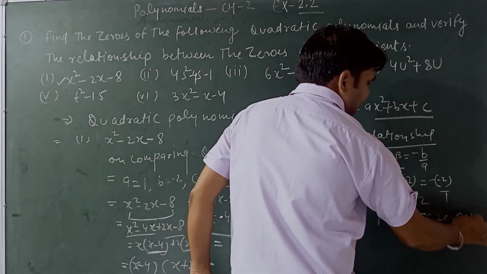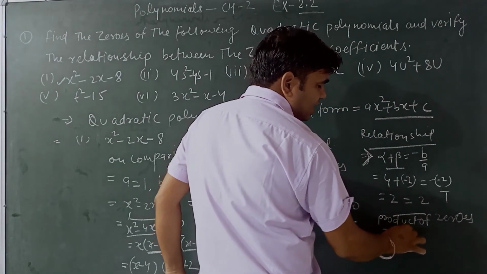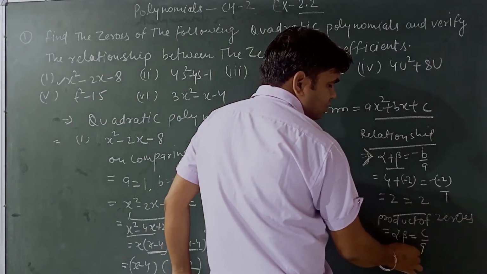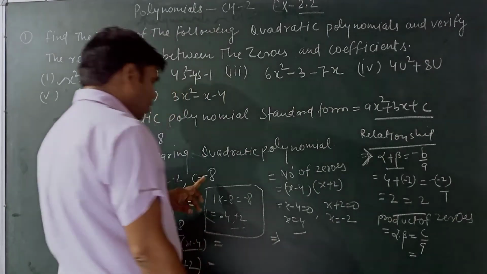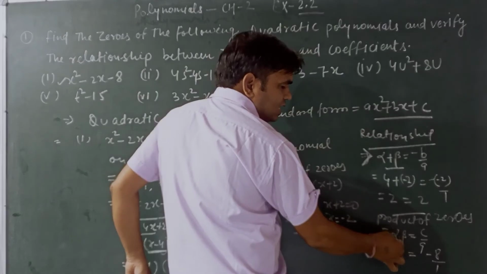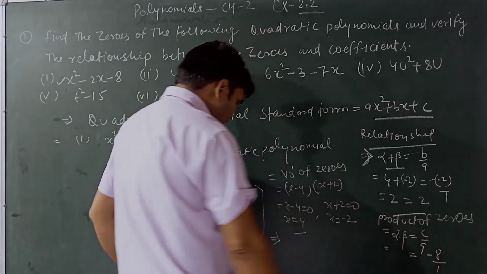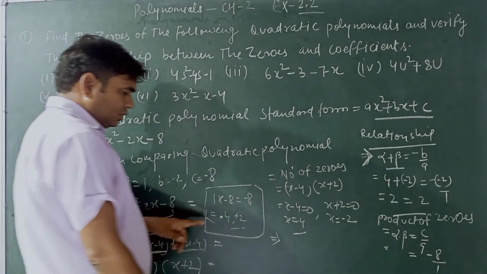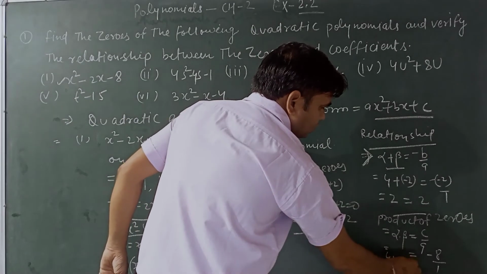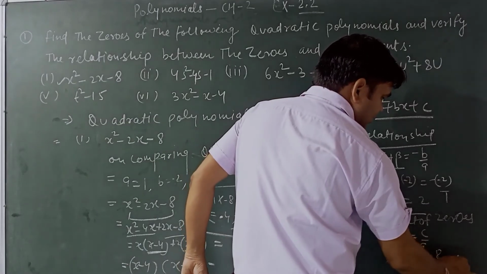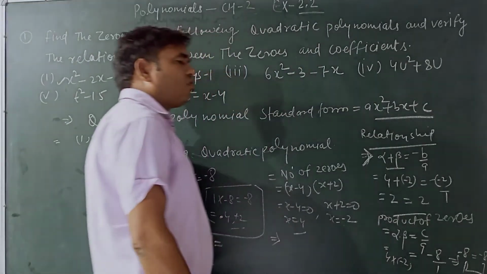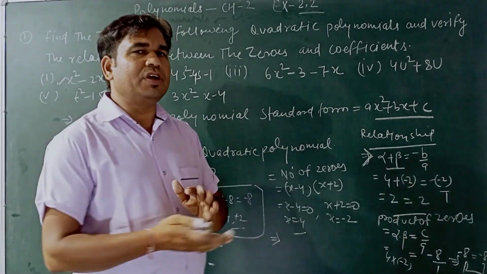The product of alpha and beta is c over a. The value of c is minus 8 and the value of a is 1, and taking alpha equal to 4 and beta equal to minus 2, we get minus 8 from both. So this is the relationship between the zeros and the coefficients.